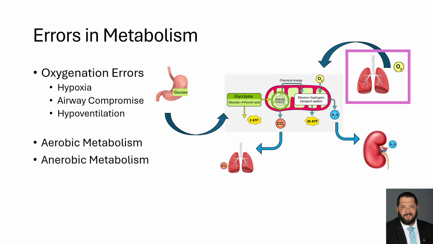Without oxygen coming into the system, we can't produce adequate amounts of adenosine triphosphate. States like hypoxia or airway compromise or hypoventilation prevent the utilization of oxygen and only produce a limited amount of adenosine triphosphate and create an overload of pyruvic acid in that anaerobic metabolism phase, the glycolysis phase. We need oxygen to conduct aerobic metabolism to ensure an adequate production of adenosine triphosphate so that we can supply the body with its necessary energy.